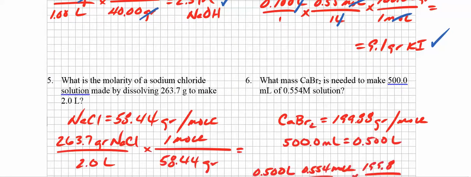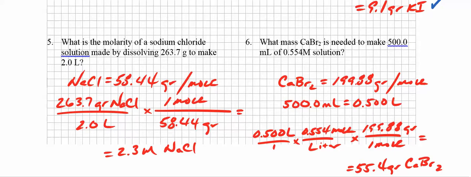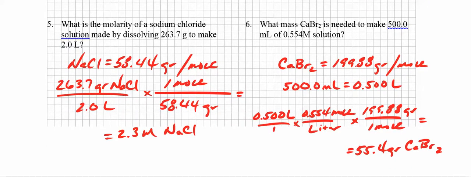Number 5 says this: what is the molarity of a sodium chloride solution made by dissolving 263.7 grams to make 2 liters of solution? Well, let's start with the sodium chloride's molecular weight. We need to add up sodium and chlorine to get the number of grams per mole. So when I do that, I get 58.44 grams per mole of sodium chloride. Now I'm going to take the number of grams of sodium chloride and divide it by the volume. In this case it is 2 liters. So I have 263.7 grams of sodium chloride divided by 2 liters.